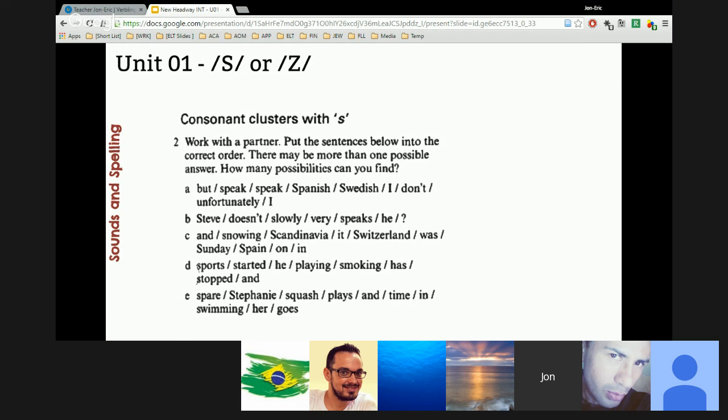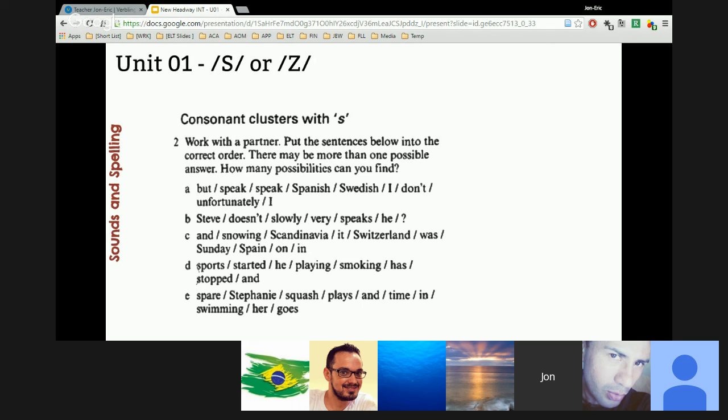Very good. You could say that in many ways. You could say Stephanie plays squash and goes swimming in her spare time, or Stephanie goes swimming and in her spare time plays squash. There's more than one right way to say it. Okay, so are there any z sounds in that sentence? Maybe plays. Plays is a z sound. That's it. Okay. Goes. Goes is a z sound. Correct. And that's it.